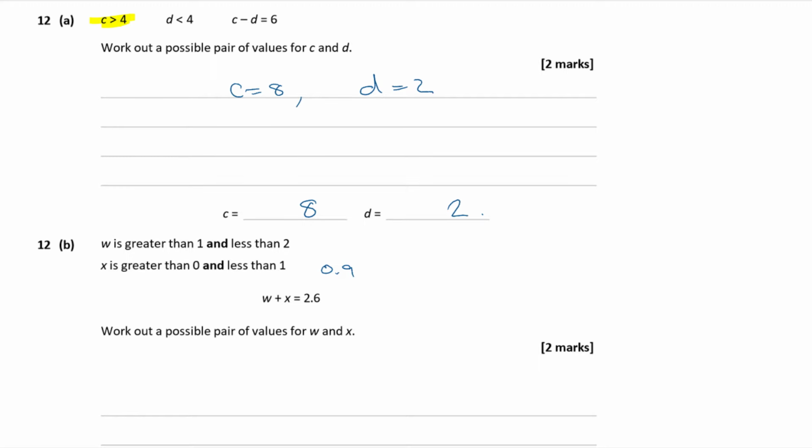Then if I take 0.9 away from 2.6, I'm left with 1.7. And that lies between the range as well then, doesn't it? So work out a possible pair. I can go for w equals 1.7 and x equals 0.9. Now again, there are other possibilities. You could have had 1.8 and 0.8. They would work just as well. You only need to come up with a possible pair. You don't need to get all of them. And if yours is different from mine, as long as they meet those 3 conditions, you're going to get the marks.